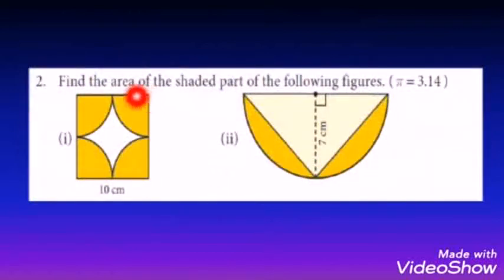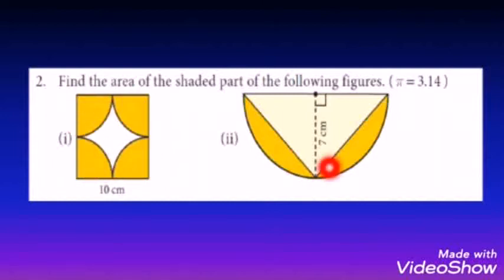In the first question you can see a square, and the length of the side of the square is 10 centimeters. You can see this is the shaded part. The shape of this shaded part is a quadrant. Like this, you can see 4 quadrants are there. So you have to find the area of these 4 quadrants.